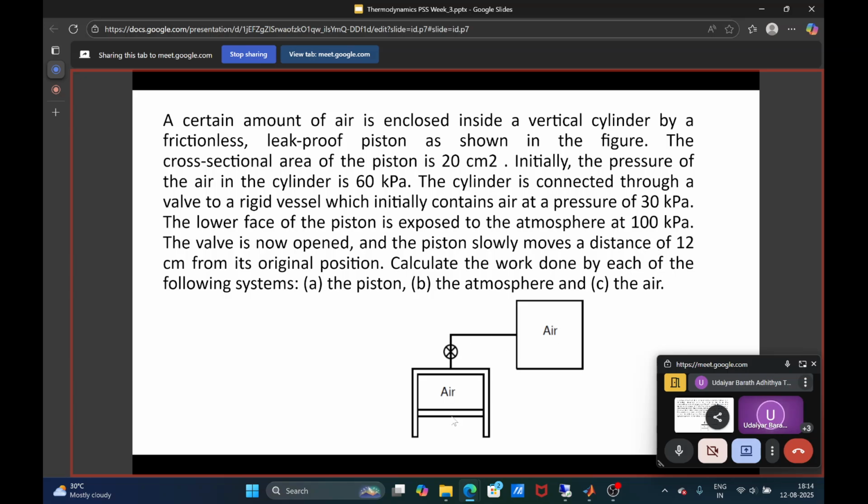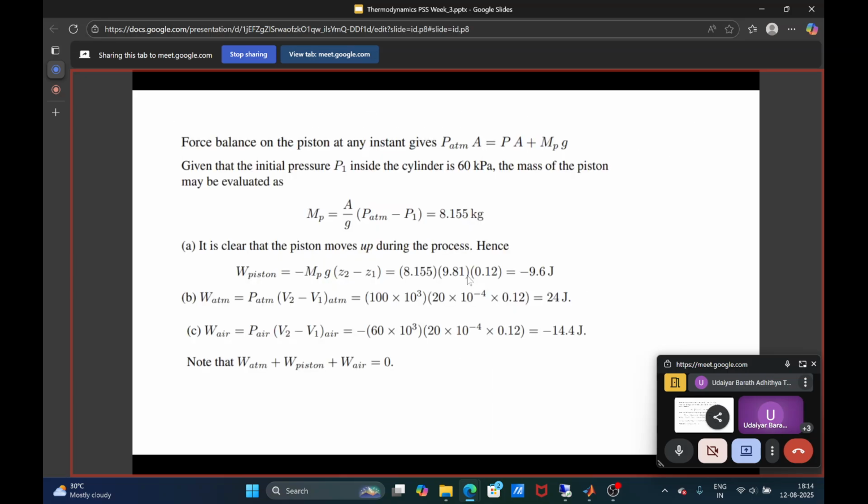So in this case, we have to find out the work done for each of the cases: the piston, the atmosphere, and the air. To start with, we write a force balance for the piston. What are the forces acting? One is the atmospheric force, which acts upwards, then the pressure inside the cylinder, which is at 60 kilopascal, acting on the piston downwards, and then the weight of the piston. These are the forces acting.